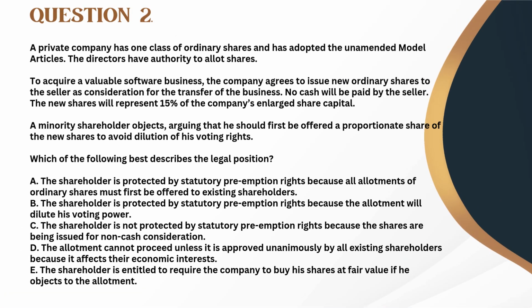Question 2. A private company has one class of ordinary shares and has adopted the unamended model articles. The directors have authority to allot shares. To acquire a valuable software business, the company agrees to issue new ordinary shares to the seller as consideration for the transfer of the business. No cash will be paid by the seller. The new shares will represent 15% of the company's enlarged share capital.